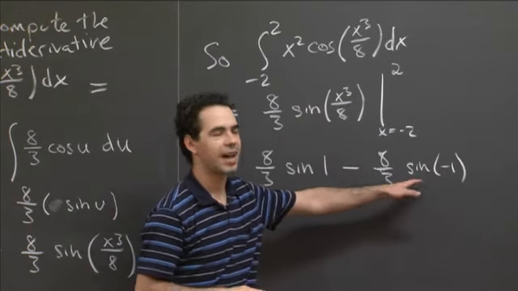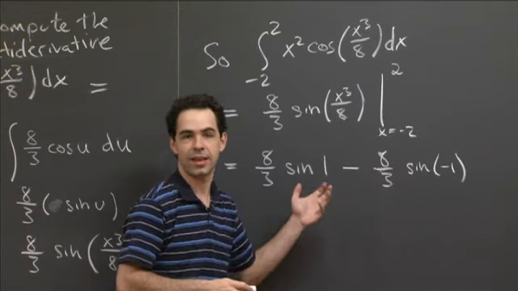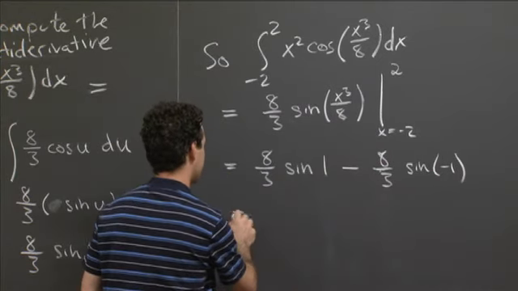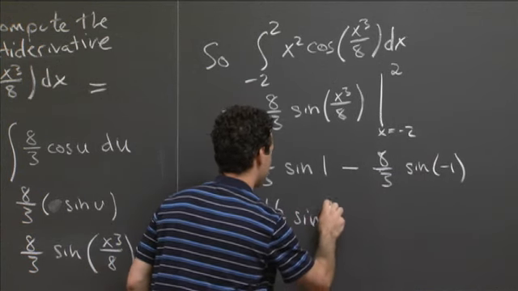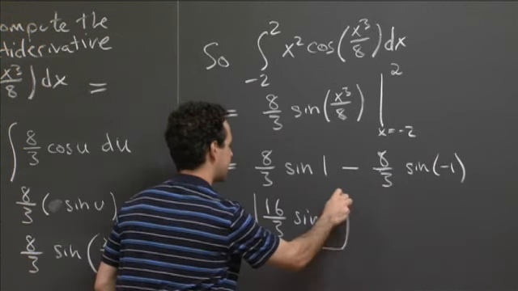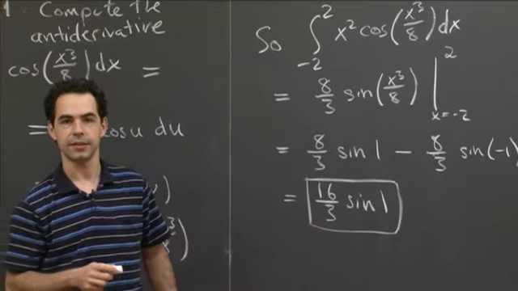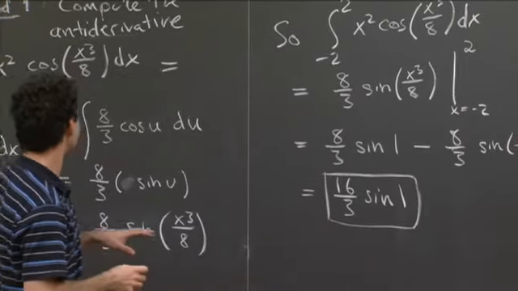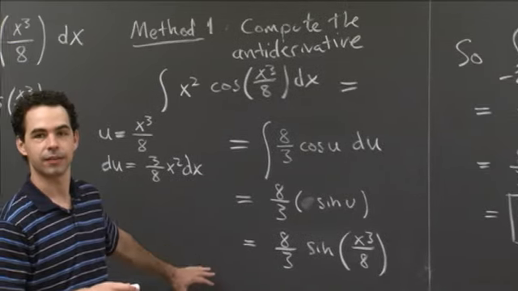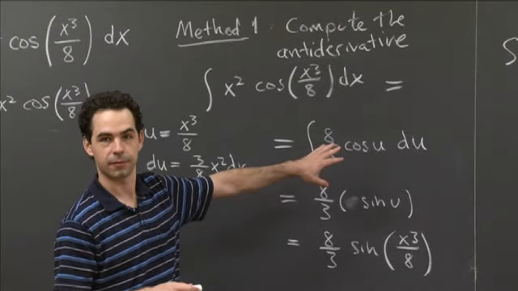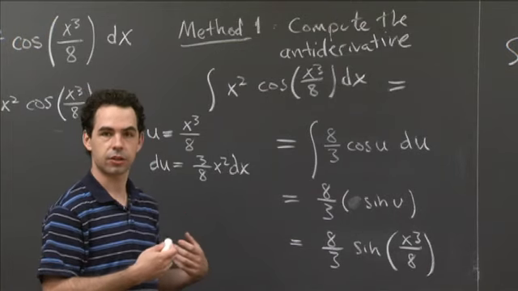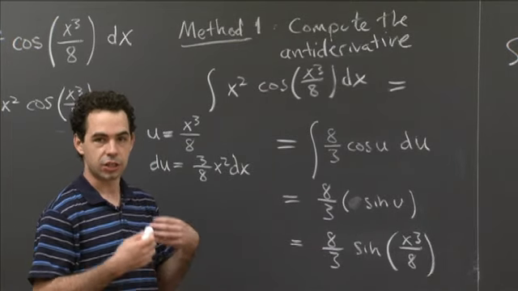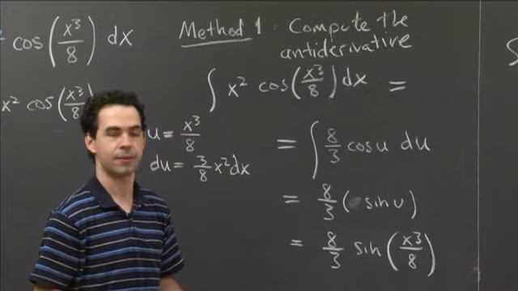Okay, and sine of minus x is equal to minus sine x. So we could rewrite this as 16/3 times sine of 1. So that's the answer. That's the value of this integral. And we did this first method by first computing the antiderivative and then using it with the fundamental theorem of calculus. The second way we can do it is the one that we just learned more recently in lecture, which is to use substitution directly in the definite integral.